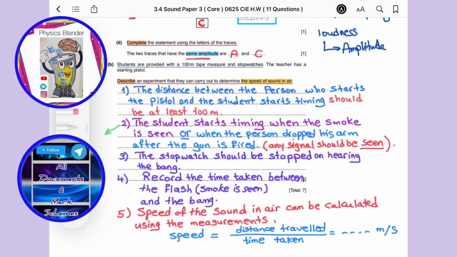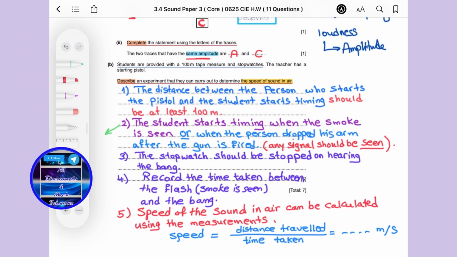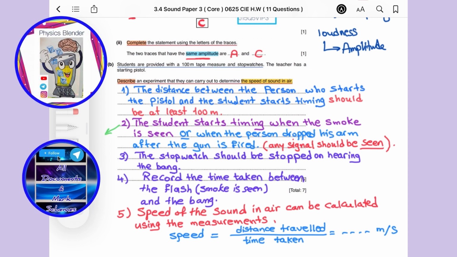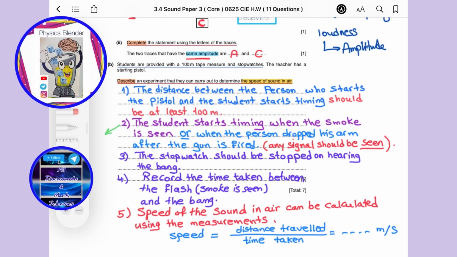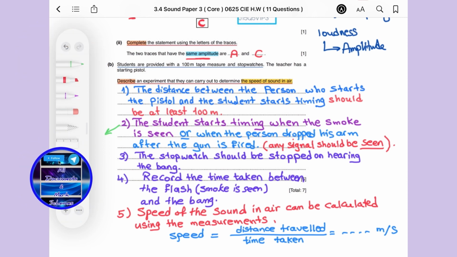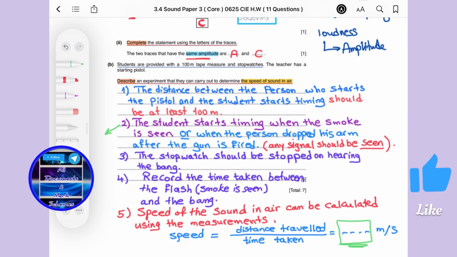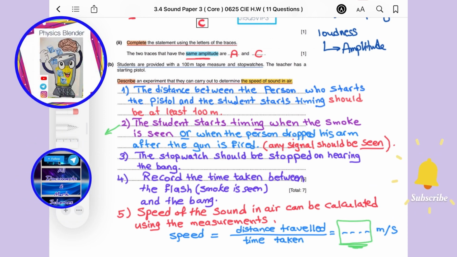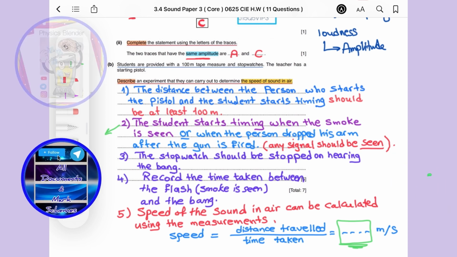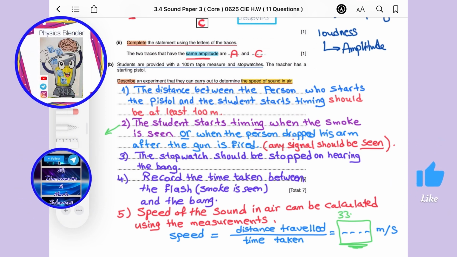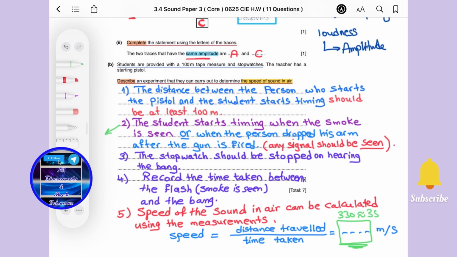The last step, calculation, is very important. Speed is equal to distance traveled, whatever distance you measured, divided by the time taken, the time recorded by the stopwatch. And you write down the final answer. You have to check that your answer is realistic. You already know the value for the speed of sound in air, which is a range between approximately 330 and 350 meters per second.